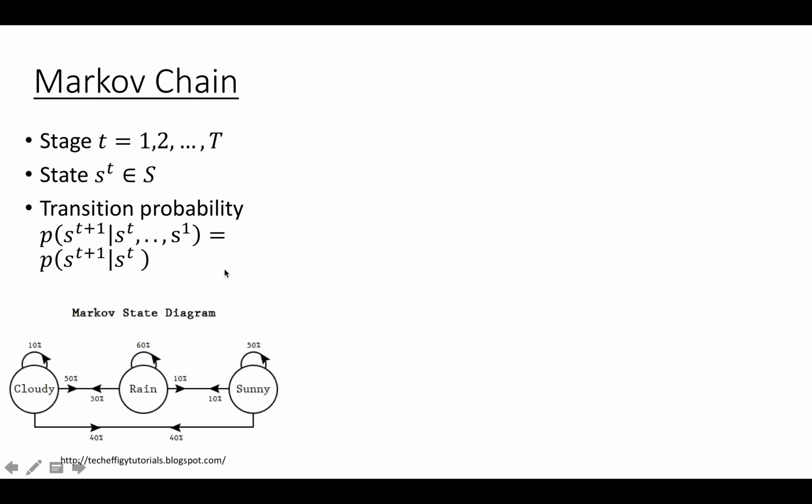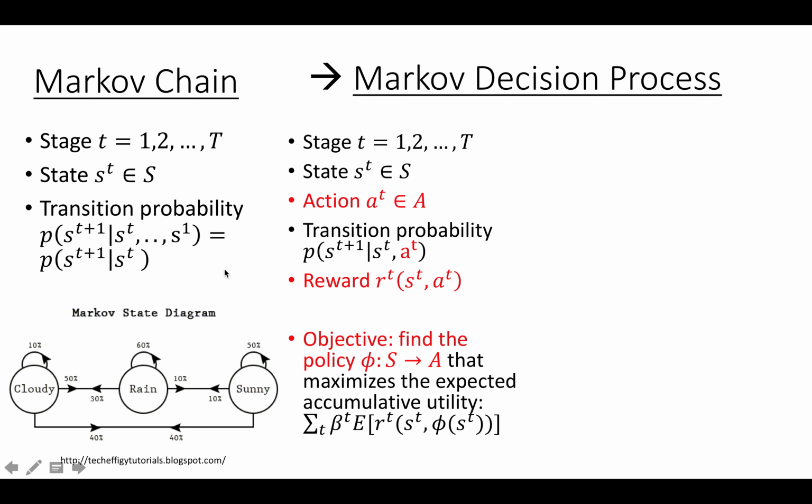So the Markov chain has large applications in a lot of areas, but there's one shortage. We know all this transition probability, so we can analyze or predict the probability that tomorrow is sunny, but there's nothing that we can do about it. So we can make the first extension that introduces an action. When you take different actions, you will have different transition probabilities and also get different rewards.